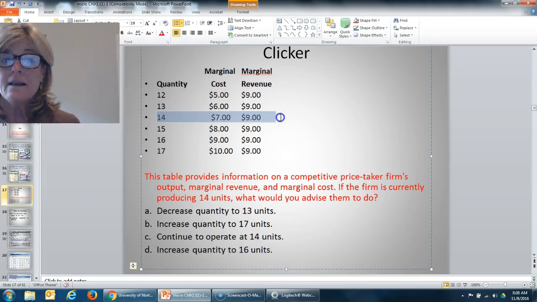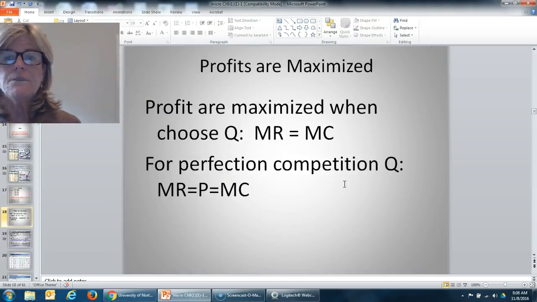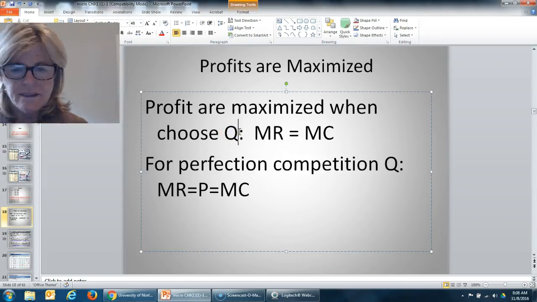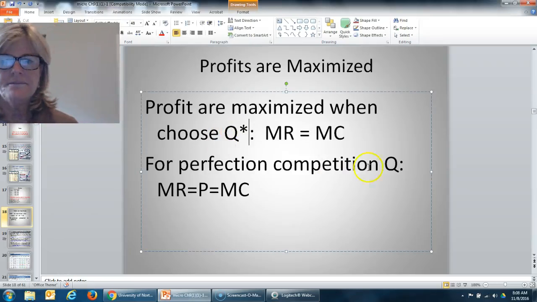They should produce 16, shouldn't they? They should increase their quantity. If your marginal revenue is greater than marginal cost, increase output. If marginal cost is greater than marginal revenue, decrease. Profits are maximized when you choose, I would like to put a Q star on there. That's going to be your Q star. For perfect competition, your Q star, that's chapter 9, is where marginal revenue is equal to price is equal to marginal cost. Good?